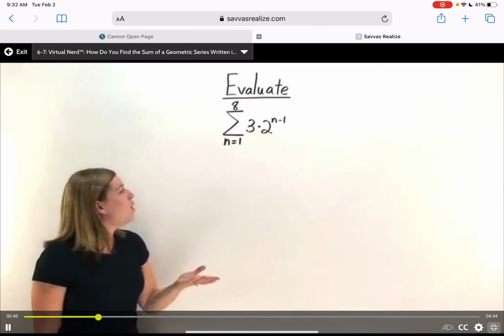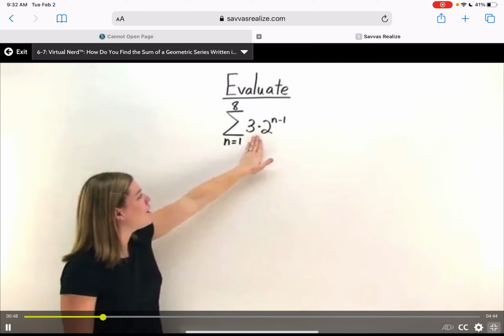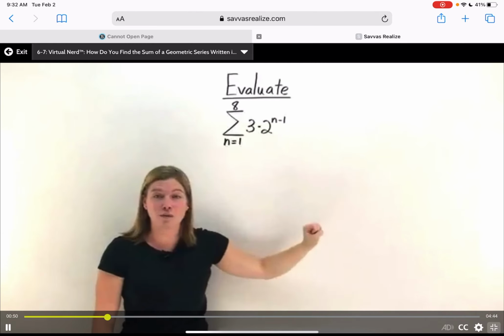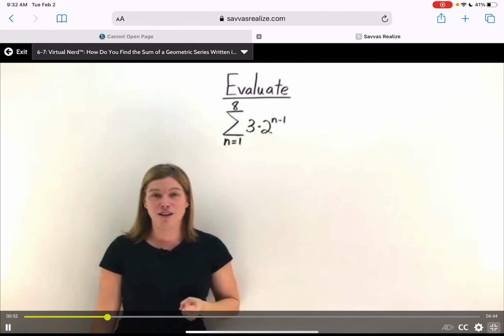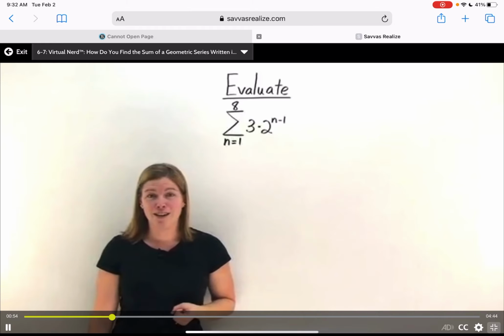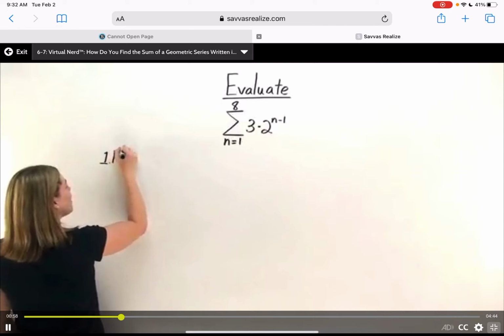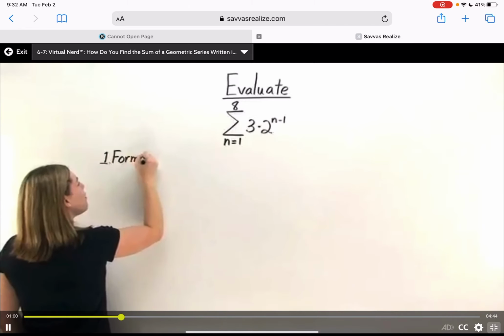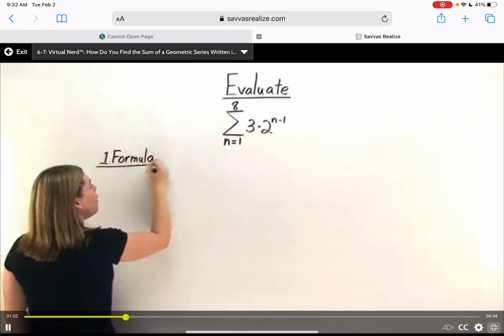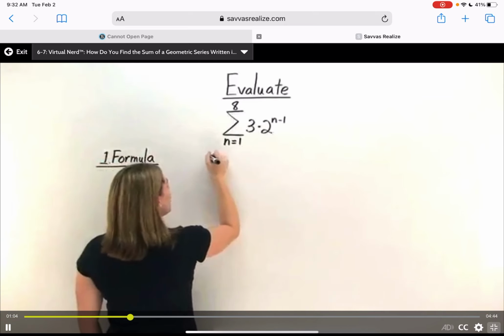Now to do that, we could use what we have here to find the first 8 terms and then add them all together. But that might take a bit of time. Luckily, we have a formula that can help us make this process a little faster. So let's go ahead and take a look at the formula for finding a partial sum of a geometric series.